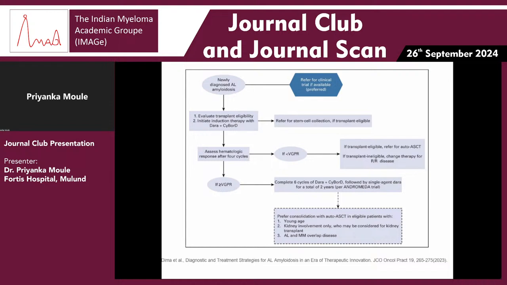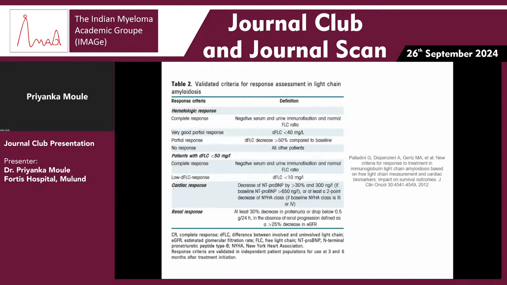In the current era, based on the ANDROMEDA trial, the standard of care for treatment of these patients is daratumumab plus the triple drug regimen of cyclophosphamide, bortezomib, and dexamethasone. In transplant eligible patients, we can go ahead with autologous stem cell transplant. In transplant ineligible patients, there is some role of maintenance.